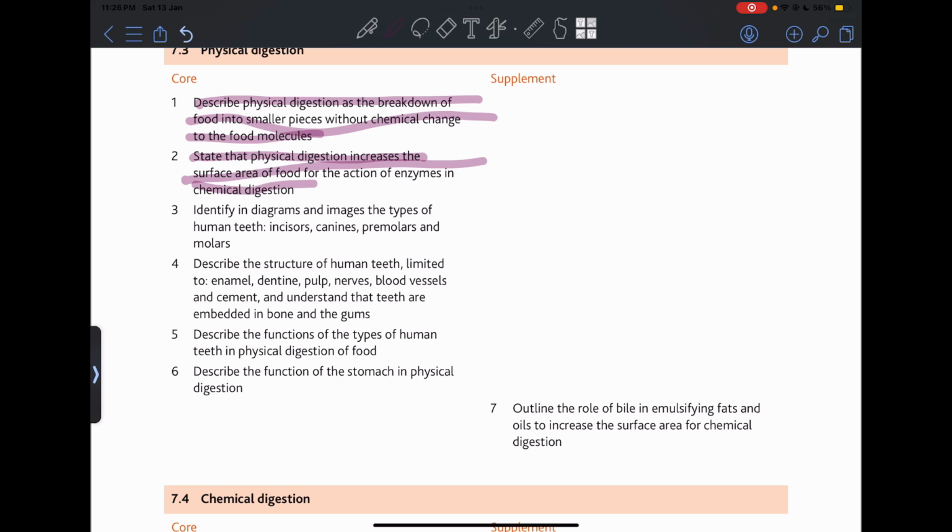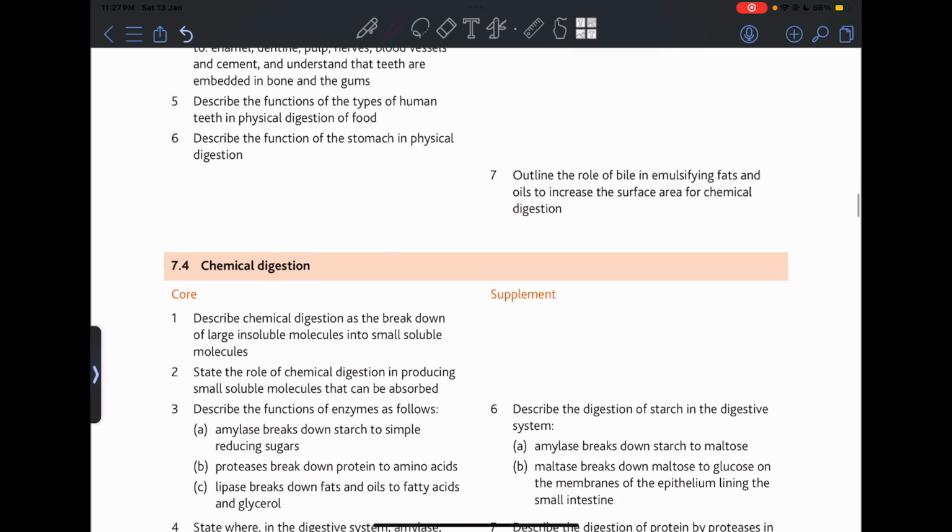Now, the extended students have an extra thing to know, which is number 7: outline the role of bile in emulsifying fats and oils to increase the surface area for chemical digestion. So there's something called bile. This bile is actually found in the stomach. It is used for emulsifying fats and oils, which means breaking down the oils and fats. The bile is just for the fats and oils. It exists so that it can increase surface area for chemical digestion. So this is like an enzyme.